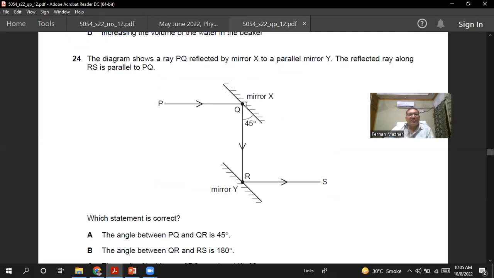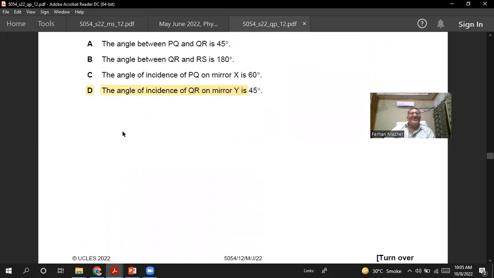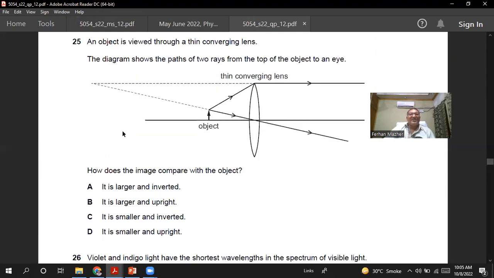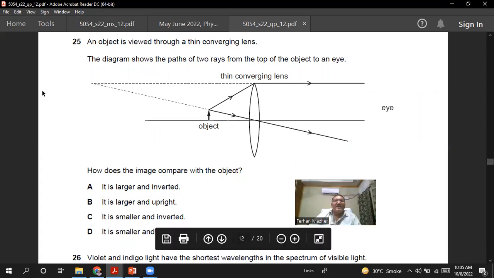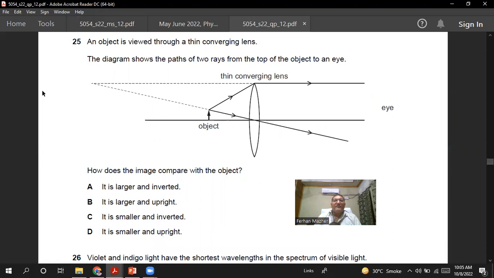It's a little tricky question, requires a lot of skill and background. Okay, so D is the right option, sir. Okay, so now question number 25. An object is viewed through a thin converging lens. The diagram shows the path of the two rays from the top of the object to an eye. So this is a converging lens, convex lens. This is an object. So this ray passes through the optical center, goes undeviated. This ray enters like this into the converging lens. And after this, it has become parallel to the principal axis.